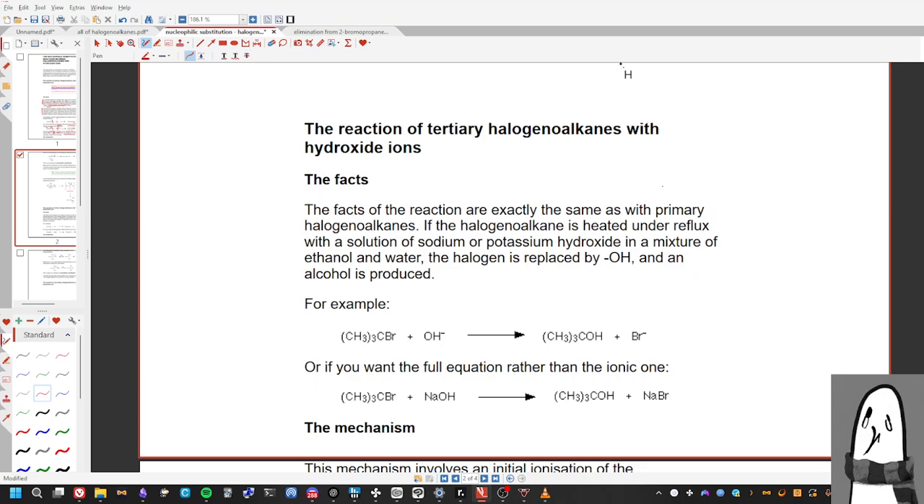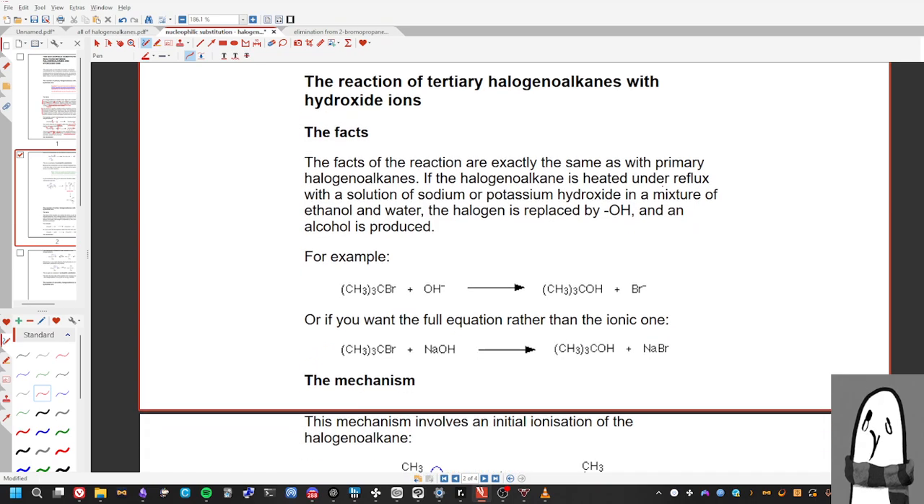So this was your primary. Now you're going to have your tertiary with the hydroxide ions, and it's going to change slightly. We also studied this in my class. The facts of the reaction are exactly the same. If the halogenoalkane is heated under reflux with a solution of sodium or potassium hydroxide in a mixture of ethanol plus water, then the halogen is replaced by OH and an alcohol is produced.